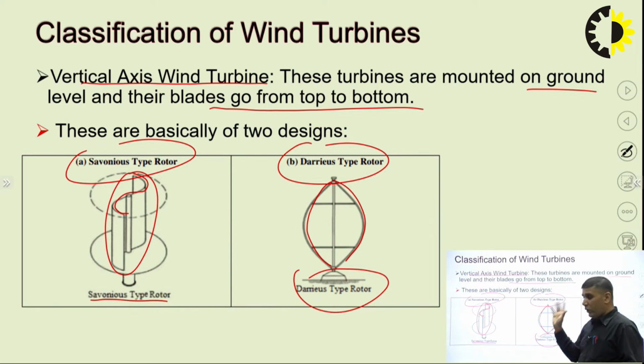The mechanism is the same. When the blades rotate, they are connected with the shaft, which is connected with the generator rotor, and the kinetic energy of the rotating blades is converted into electrical energy.